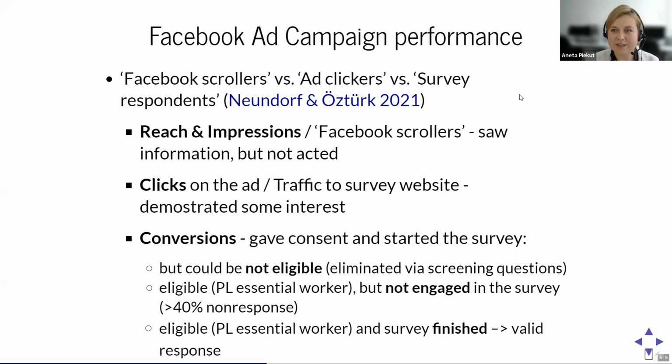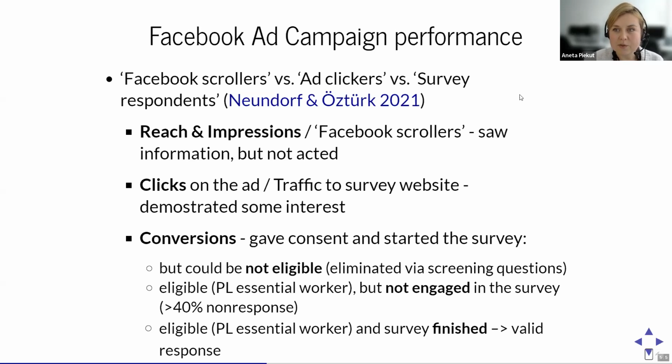That phase we have, people we reach with our campaign. Some of them see the ads a few times, so we talk about the impressions. But these are people, Facebook scrollers. They may never really pay attention to the ad. There are some people who express a little bit of interest in the campaign and may click on the ad, but what happens next also depends on many things. And then the final people, those who we are really interested in, are people who convert to become our respondents.